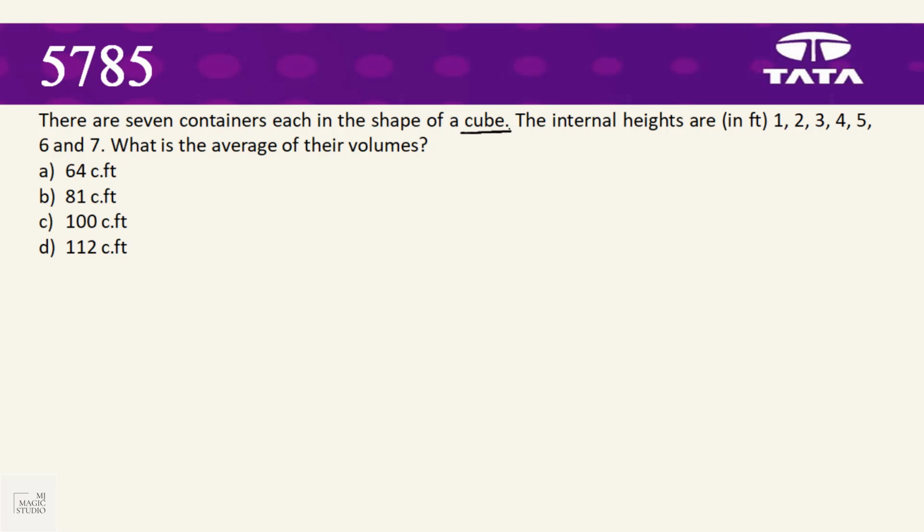There are 7 containers, each in the shape of a cube or a cuboid where all sides are equal. The internal heights in feet are 1, 2, 3, 4, 5, 6 and 7. What is the average of their volume?